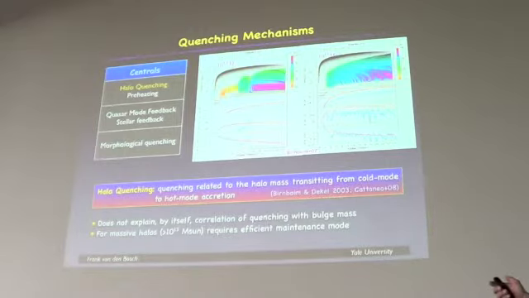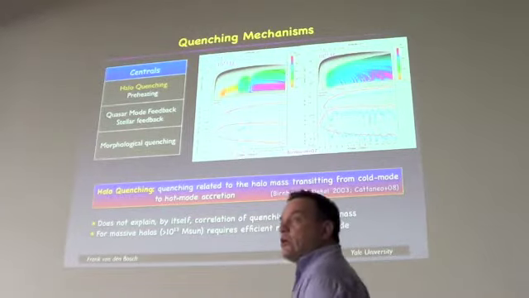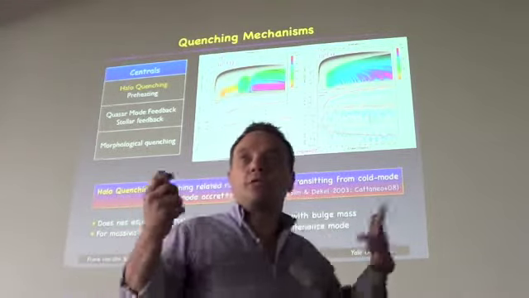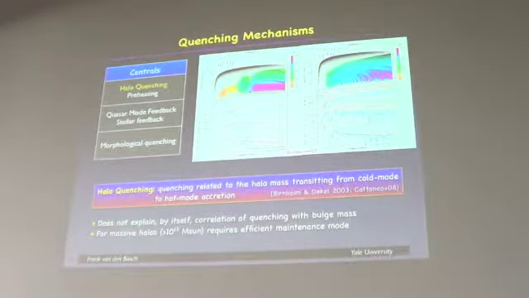If you go to more massive halos, you definitely need some maintenance mode to keep the gas from cooling. Okay? And we'll talk about that later on. But it is interesting that this process by itself might already do it. The only problem is that it doesn't explain by itself why you would have such a strong correlation between being quenched and having a big bulge. Okay? So there needs to be some explanation there.